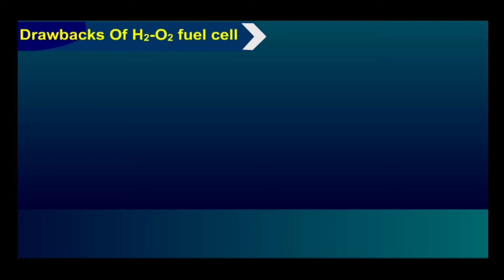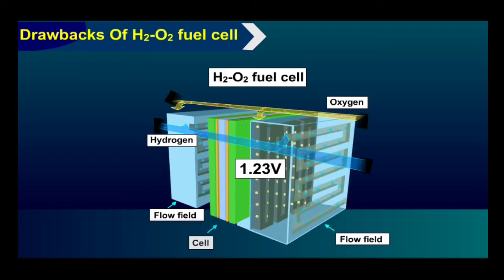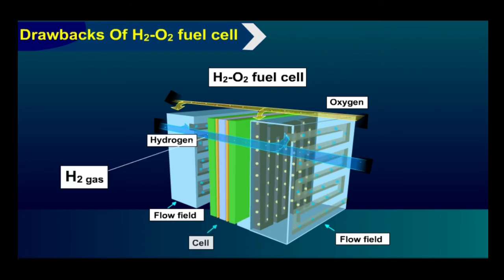The hydrogen-oxygen fuel cell also has a few drawbacks. So let us see the drawbacks of the hydrogen-oxygen fuel cell. 1. In practice, the voltage is less than 1.23 volts because of deviations from reversible behavior. 2. Hydrogen gas is hazardous to use and the cost of preparing hydrogen is high.